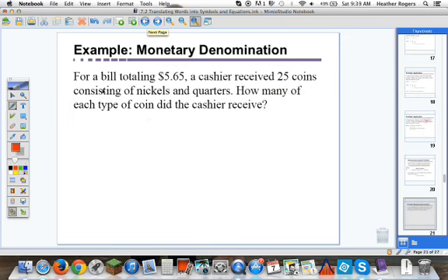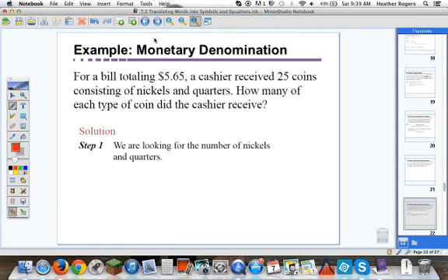Let's look at an example of how we're going to solve a money problem. For a bill totaling $5.65, a cashier received 25 coins consisting of nickels and quarters. How many of each type of coin did the cashier receive? Okay, now it helps to do a table. Previously in a slide, I said sometimes tables help. Create a table here to stay organized.